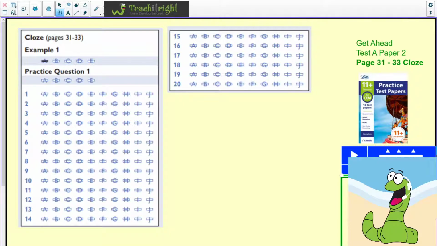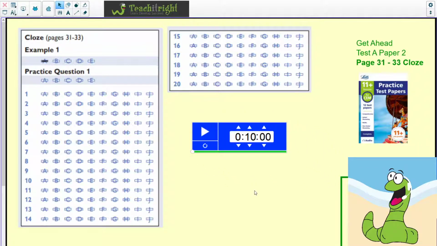Let's have a look at the first closed passage. So if you would like to pause the video at this stage, time yourself for 10 minutes. And as you can see, actually just behind Billy over there, there's the timer. So time yourself for 10 minutes, and that's to do all 20 questions. Remember, you can't move on to any other sections within that time. You need to stay within the closed passage, and the closed passage is, of course, on page 31 to 33.